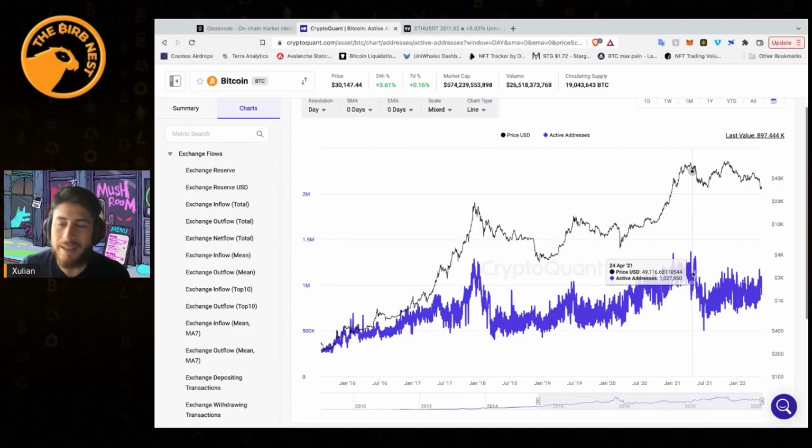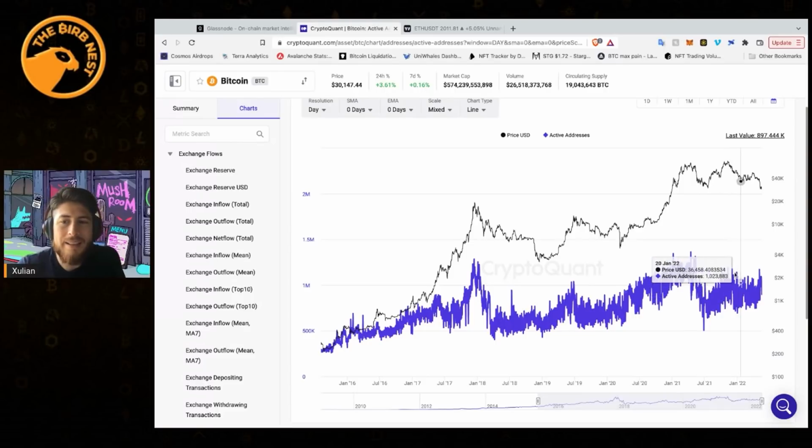At the top in May, again, we can see why this was a top when you compare user activity with the price. May was the real top. That's when retail was all in, new addresses, everyone was transacting in Bitcoin. We come down again, and in November there was not the same activity. People were not interested in Bitcoin anymore.